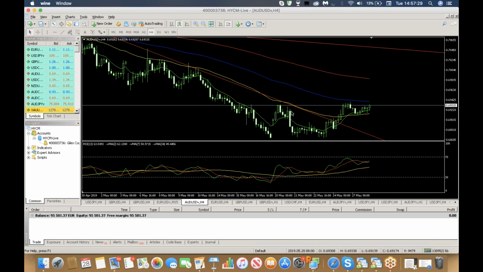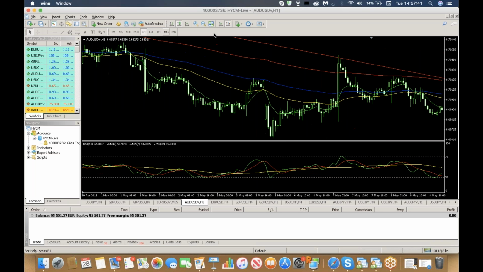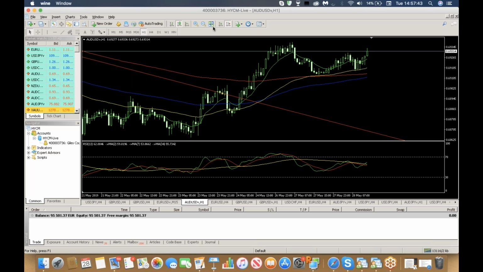Price moved towards it, didn't quite get to it there. Price moved to it here. If you'd shorted there, you could have shorted, stop above the 50 exponential moving average, made a place of these lows. Okay, you would have been stopped out, but you see how price reacts to these very clear trend lines.